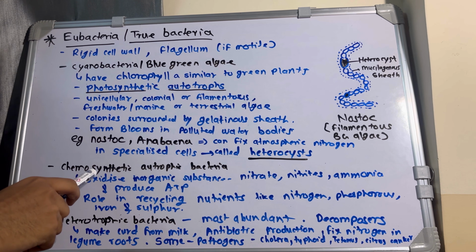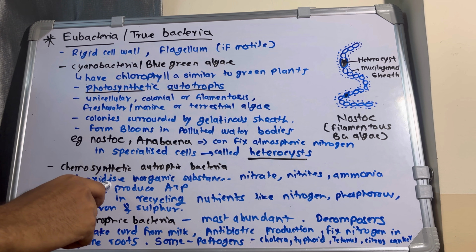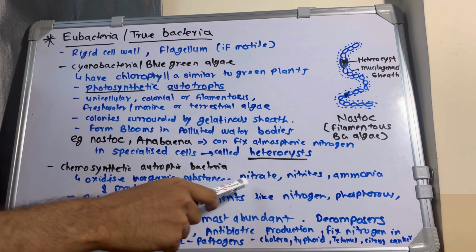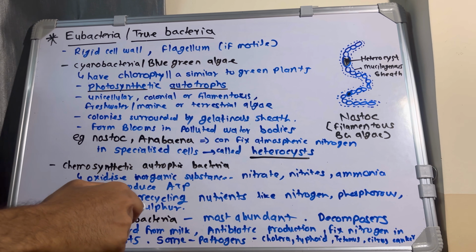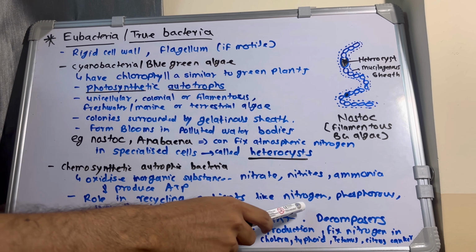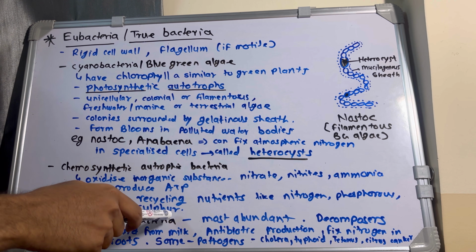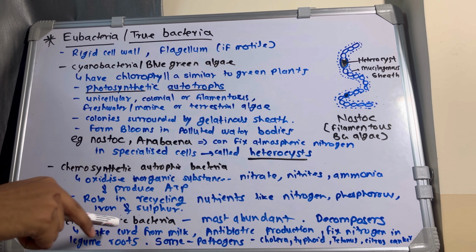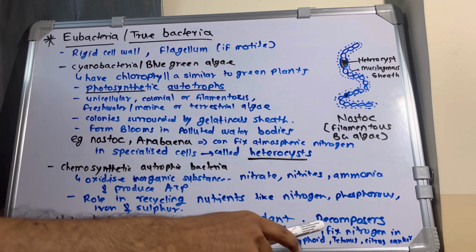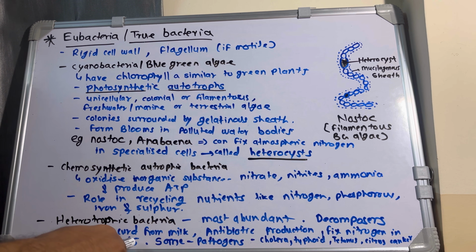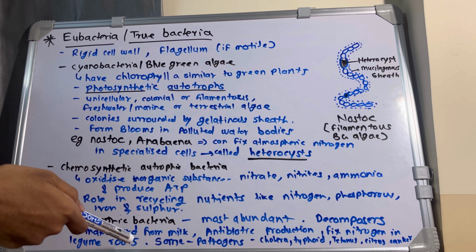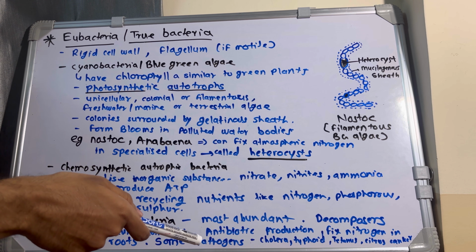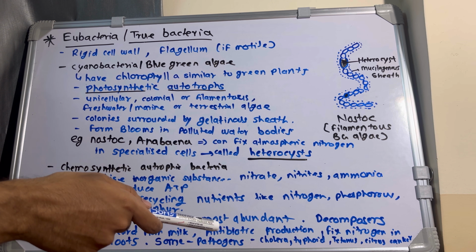Now, chemosynthetic autotrophic bacteria. These oxidize the inorganic substances, that is nitrate, nitrites and ammonia, and produce ATP. They have a role in recycling the nutrients like nitrogen, phosphorus, iron and sulfur. Heterotrophic bacteria are most abundant in nature, and they are decomposers. They make curd from milk and produce antibiotics. They fix nitrogen in legume roots, and some are pathogenic like cholera, typhoid, tetanus and citrus canker.